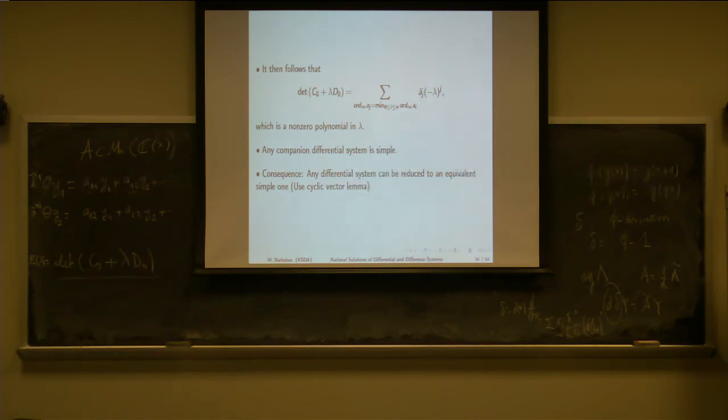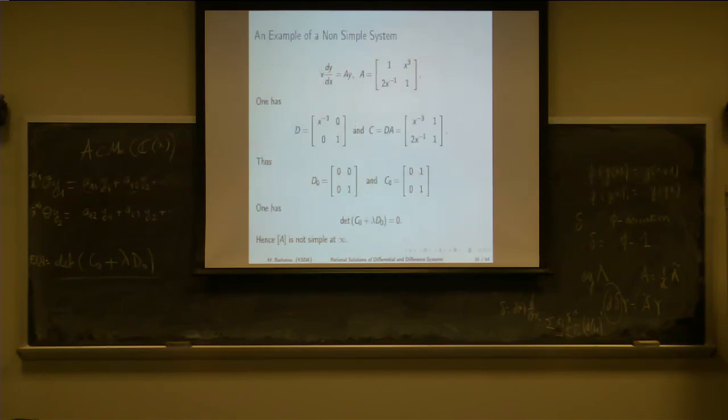And this is interesting because now, if you remember, any system can be reduced to a single equation by cyclic vectors. So theoretically, any system is equivalent to a simple system. But the problem here is I do not want to, of course, compute it using a cyclic vector, otherwise it's no more simple than that. Anyway, this is an example of a non-simple system.